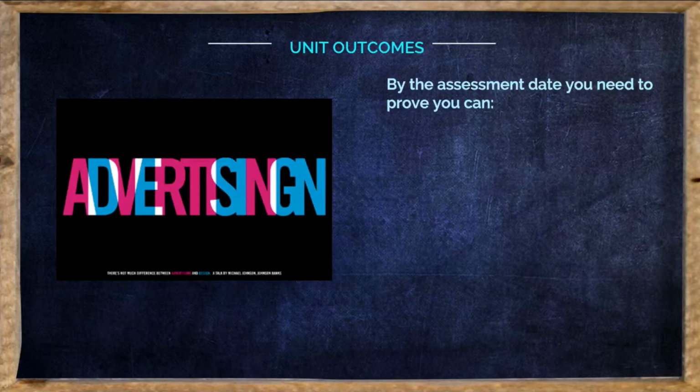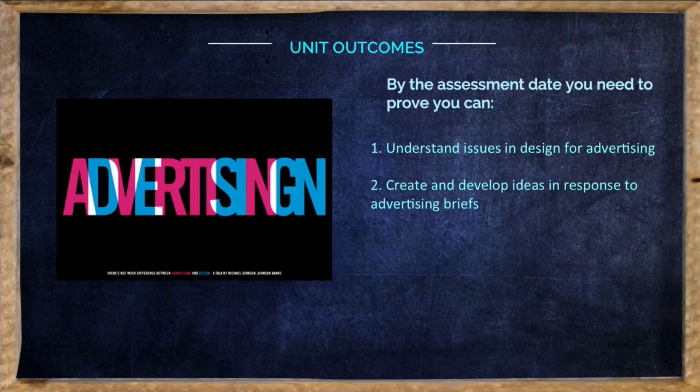Now, by the end of the assessment date, you need to prove that you can understand the issues in design for advertising, create and develop ideas in response to advertising briefs, and present design solutions. Three things you need to do, which are your unit outcomes. So understanding issues in design is basically talking about advertising design. Create and develop ideas in response to advertising briefs is basically design development ideas and design development. And three, present your design solutions. And you will be presenting your designs when you submit your final work.